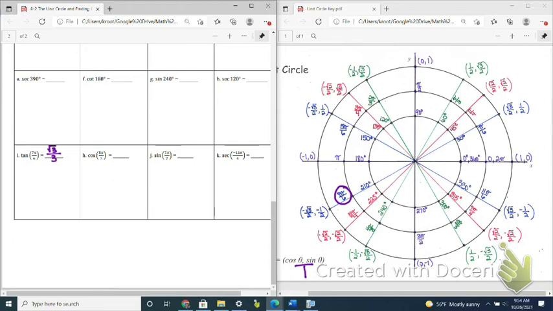5 pi over 3. So I find 5 pi over 3 is right here. I want the cosine. It's the x-coordinate. So that is 1/2.